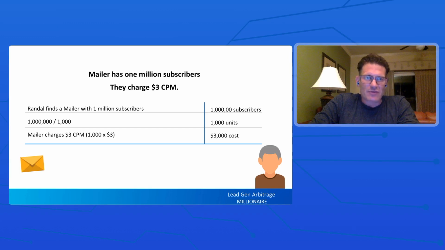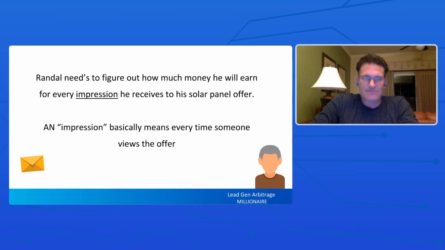So the mailer has 1 million subscribers. They charge a $3 CPM. The way you calculate this is you take the 1 million and divide it by 1,000, cost per 1,000 for every 1,000. So 1 million divided by 1,000, you get 1,000 units. Then because it's $3 for every 1,000, you multiply the 1,000 units times 3, and that's how you get the $3,000 media spend. That's what it costs for you to mail to this list.